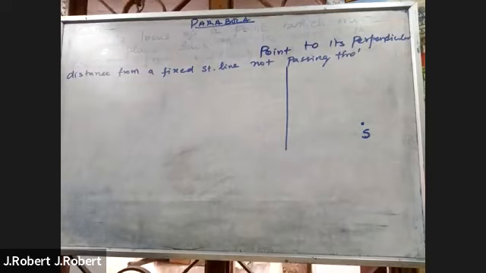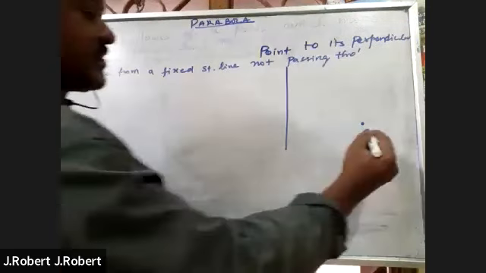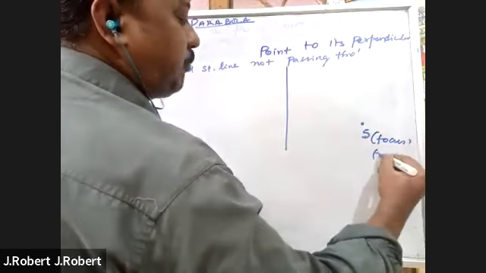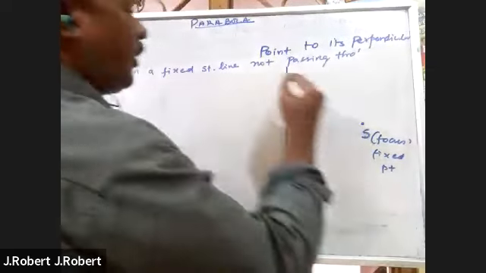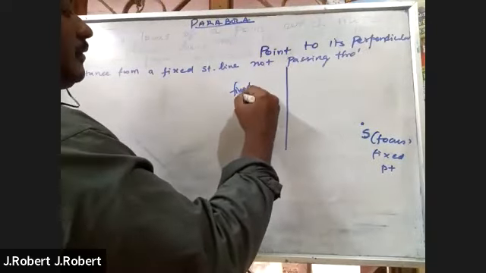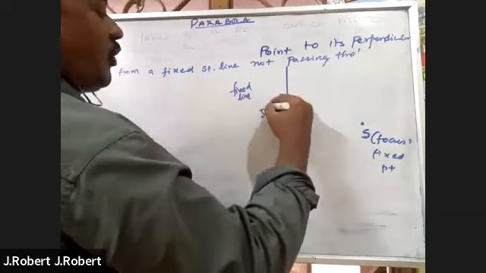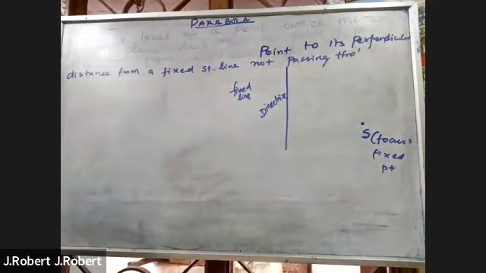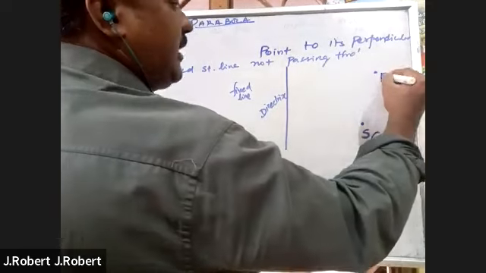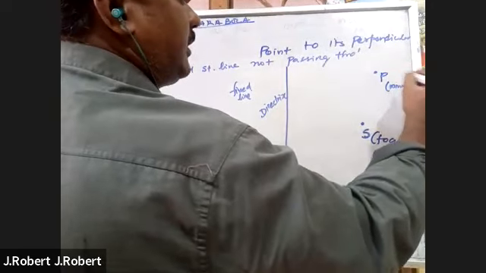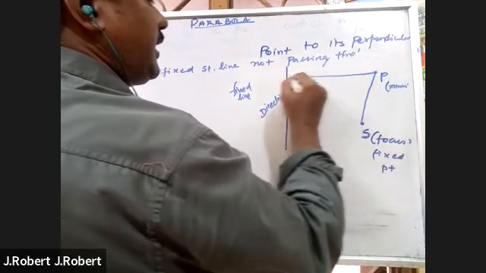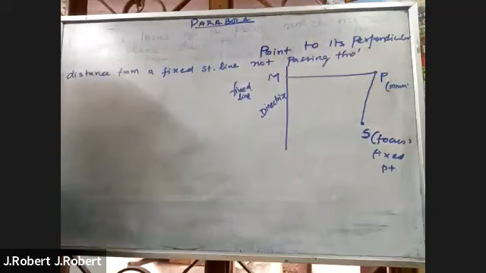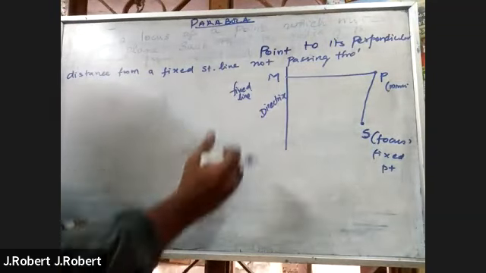The fixed point, the term is called focus. This is called the fixed point, and this is called the fixed line. The name given to this fixed line is directrix. Now I am taking a point called P, which is called a moving point. Now you join SP, and I am putting this as PM. PM is nothing but the perpendicular line to the fixed line.